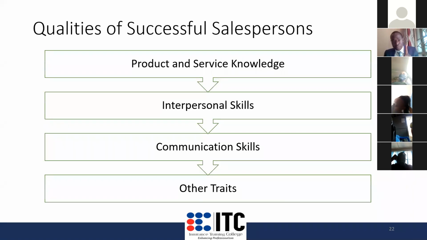Very important. Product and service knowledge is important for you guys. Take time, learn them. Take time, ask your colleagues. Take time, ask your employers to take you through.